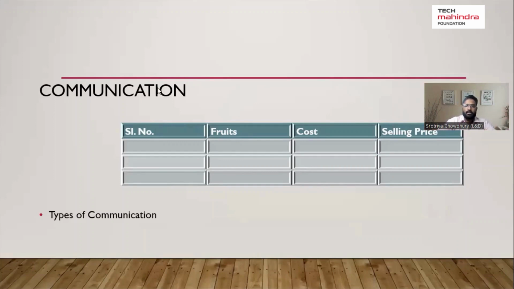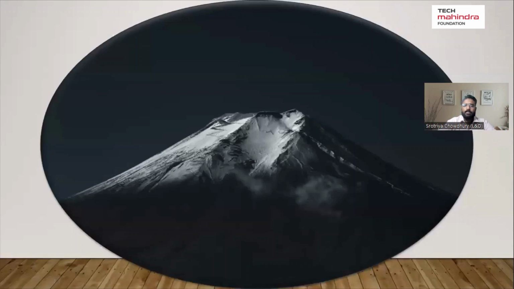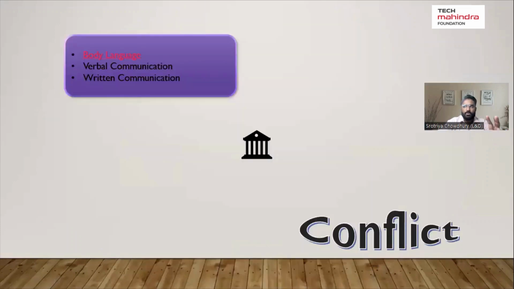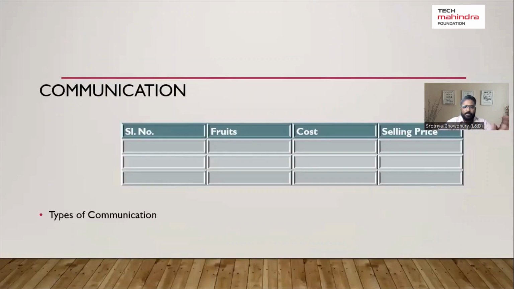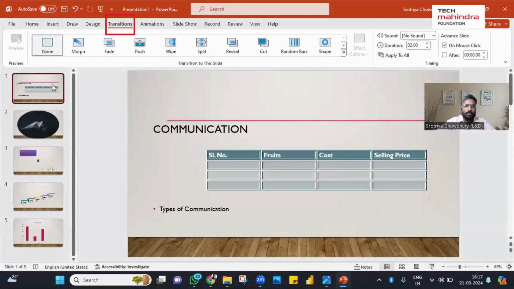And suppose this is your first slide and you want to move to the next slide. You see that it simply moves and there is no change, there is no animation happening, right? It's a simple movement from one slide to the other. So for that, what you can do is click on some of these options.